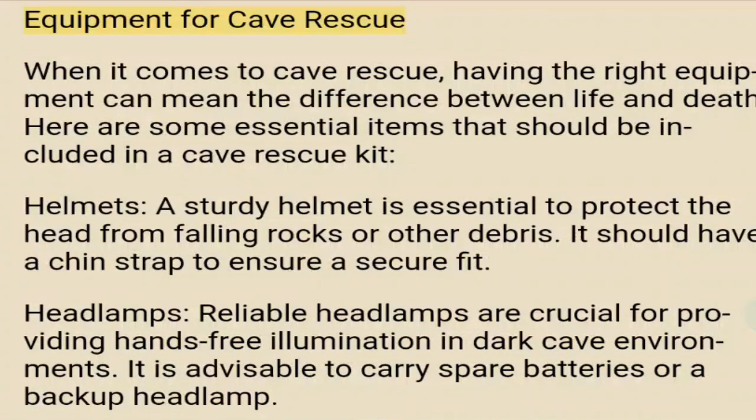Equipment for cave rescue. When it comes to cave rescue, having the right equipment can mean the difference between life and death. Here are some essential items that should be included in a cave rescue kit. Helmets. A sturdy helmet is essential to protect the head from falling rocks or other debris. It should have a chin strap to ensure a secure fit. Headlamps. Reliable headlamps are crucial for providing hands-free illumination in dark cave environments. It is advisable to carry spare batteries or a backup headlamp.